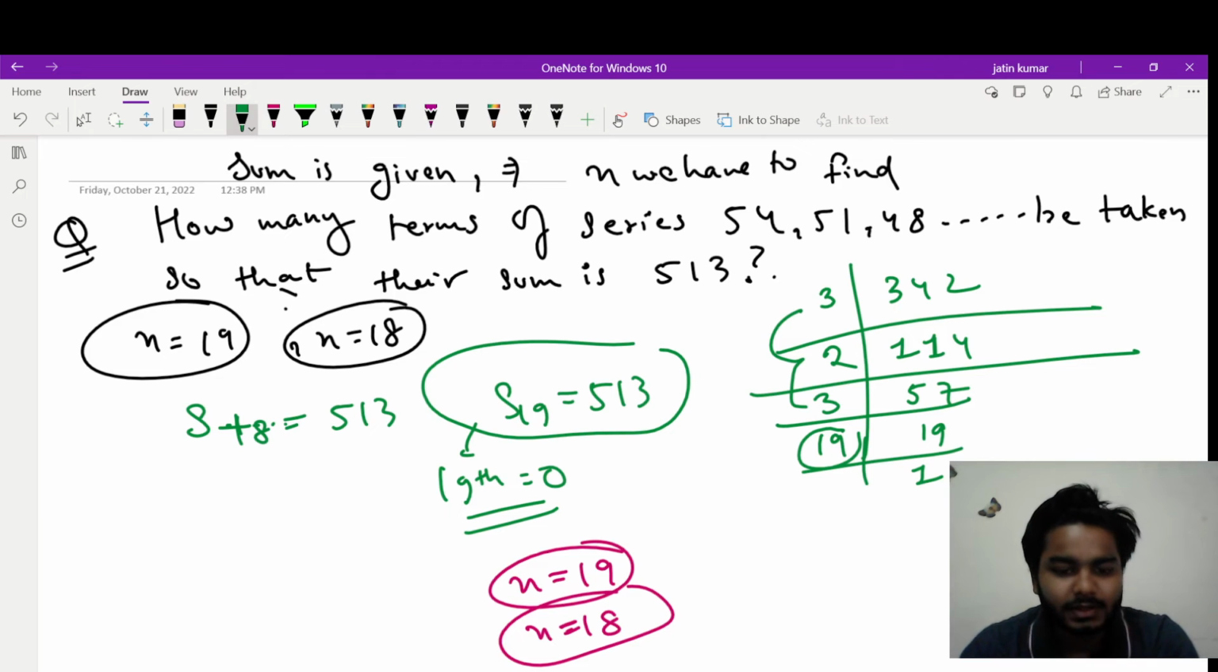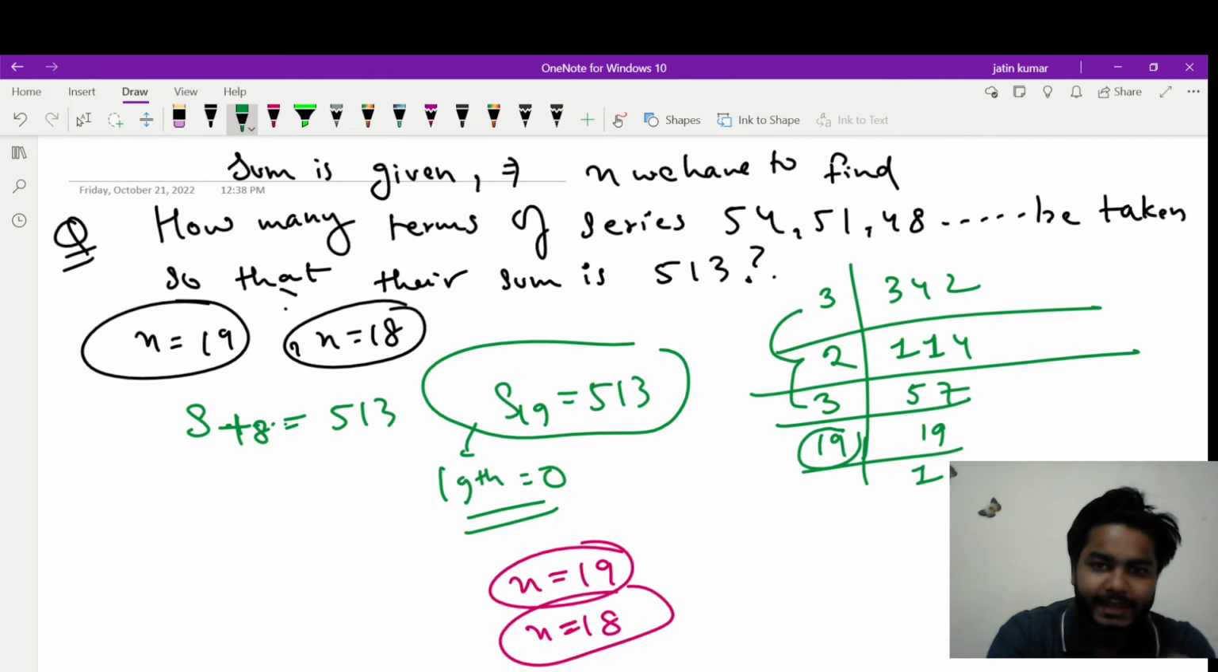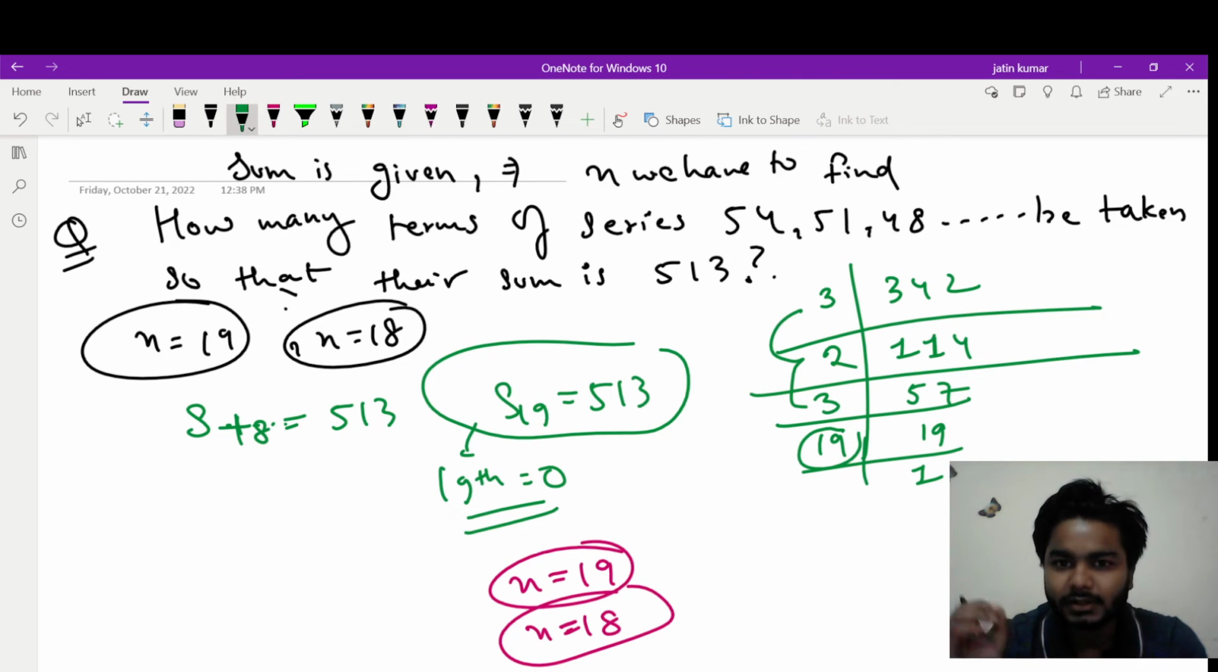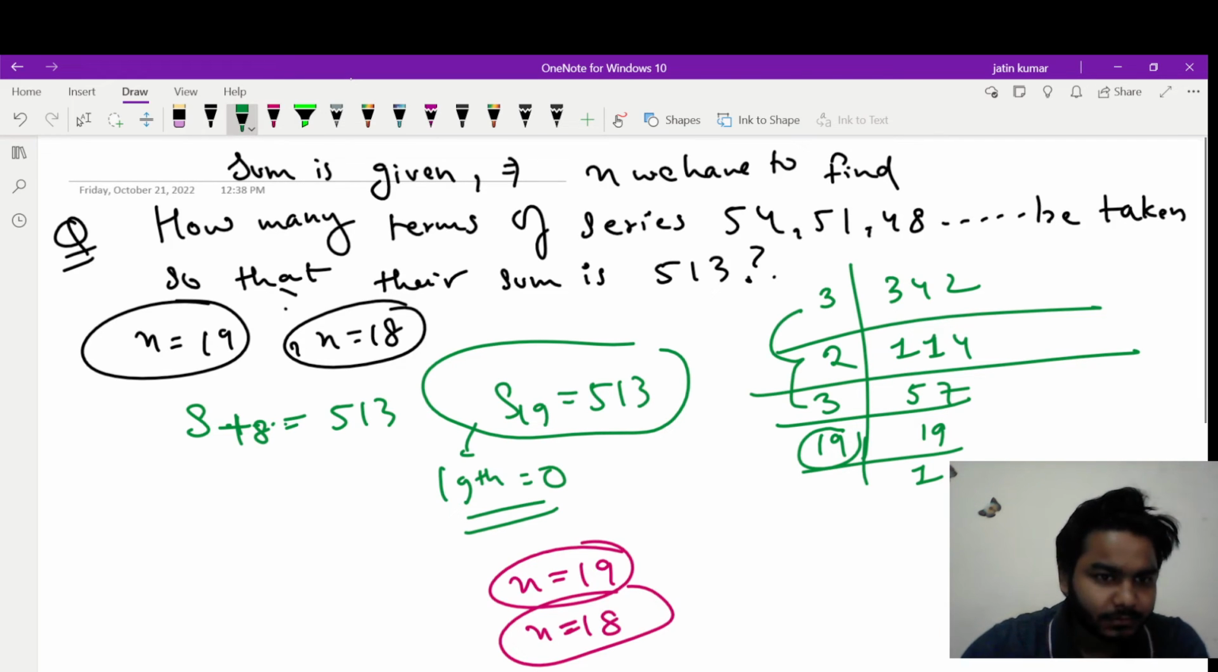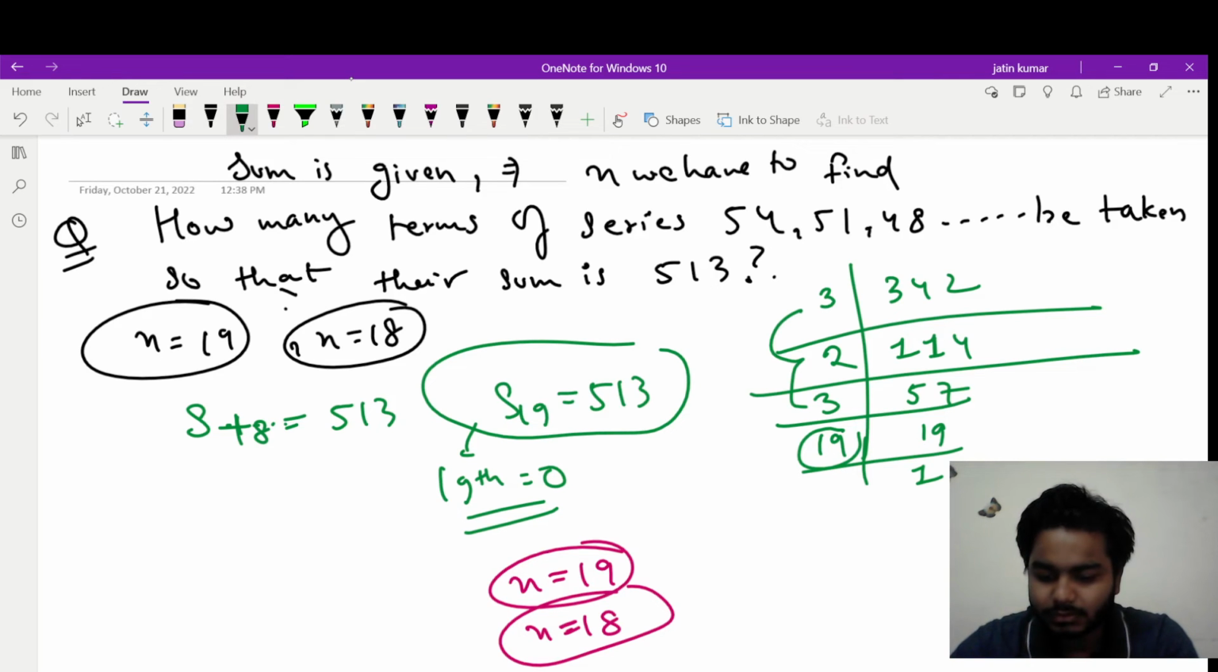The 19th term will be 0 because we have got the value of n as 18, and the sum of 18 terms is 513: first term plus second term plus third term plus fourth term till the 18th term gives the sum 513. And if the sum of 19 terms is also 513, can I say the 19th term will be 0? Okay, think over it, you will get it.